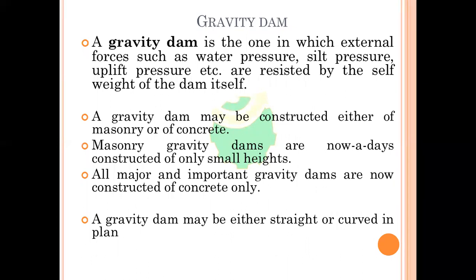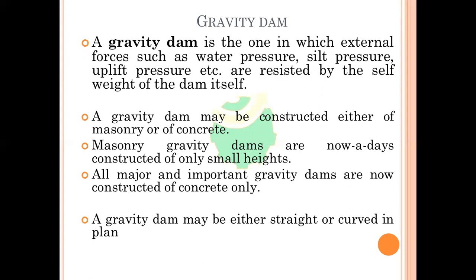So first, what is the gravity dam? A gravity dam is one in which external forces such as water, silt, uplift force, etc. are resisted by the self weight of the dam itself. So the weight of the dam plays a major role in the stability of the dam. That's why it is called the gravity dam.